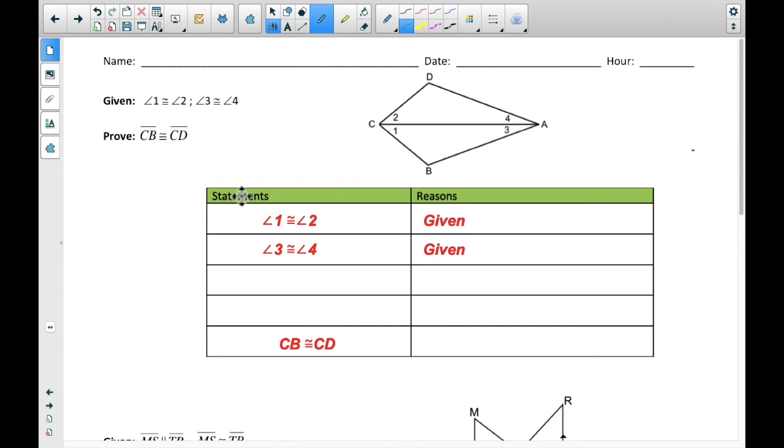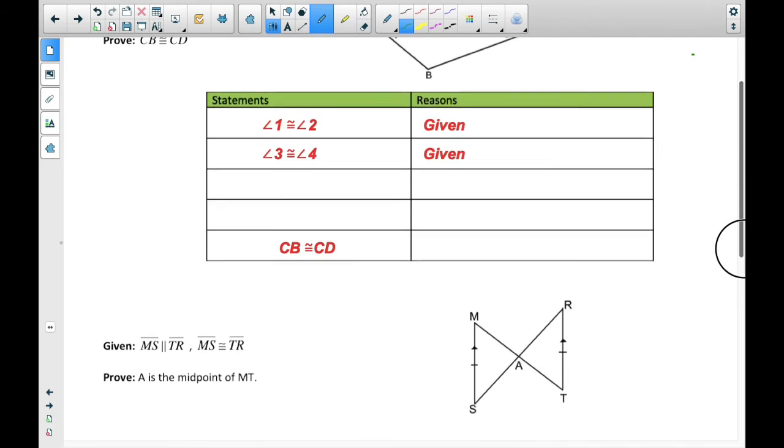All right, on the next page, you know what? Let's save this one for class. So we're going to move on and do this one together. So let's move on to the bottom one.